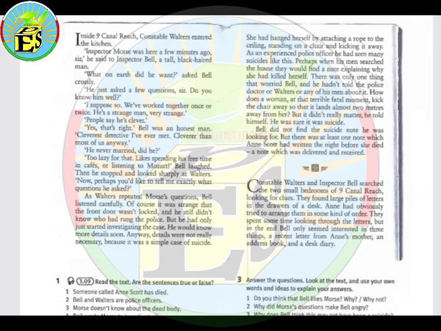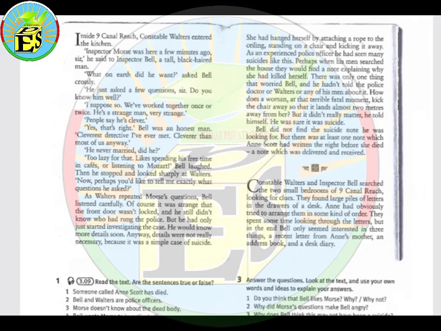Bell was an honest man. "Cleverest detective I've ever met. Cleverer than most of us, anyway." "He never married, did he?" "Too lazy for that. Like spending his free time in cafes or listening to Mozart," Bell laughed. Then he stopped and looked sharply at Walters. "Now perhaps you'd like to tell me exactly what questions he asked." As Walters repeated Morse's questions, Bell listened carefully.